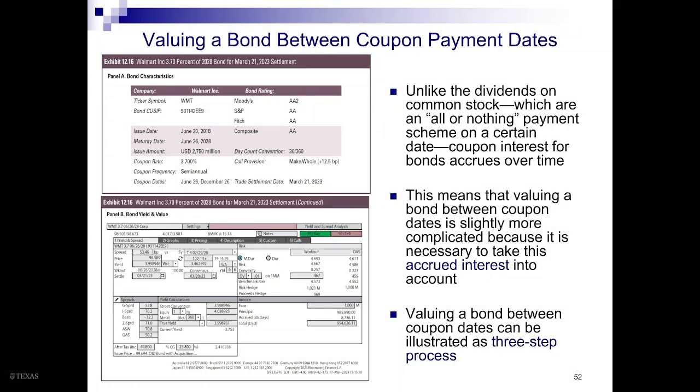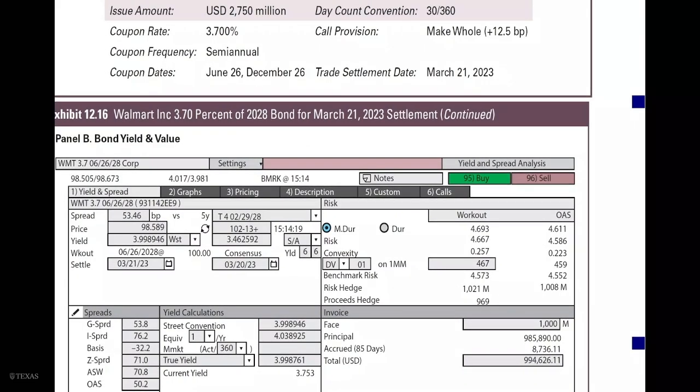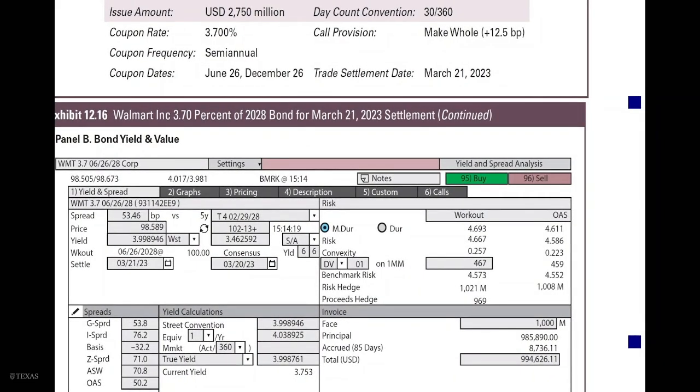So the point I wanted to make is the bond price is quoted without accrued interest. So if I look this up, I'd say, oh, this bond is selling for 98.589. Oh, yeah, that's a good price. But then when I get the bill, it's going to be 99, because what I'm going to have to pay Ryan is the value of the bond plus the accrued interest.